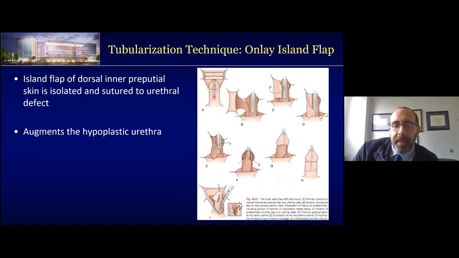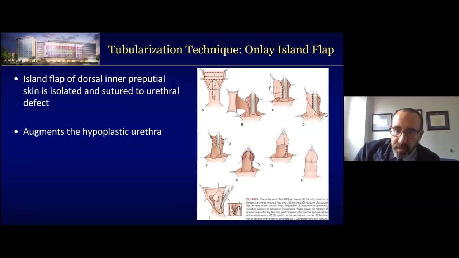And where we'd like to use this is for a patient that might have a mid-shaft hypospadias, or a really narrow strip of urethral plate. In which case that plate isn't good enough to even do a TIP or a tubularized plate; there's just not enough tissue there to get a nice closure. So what you see is we harvest some inner prepuce, and you get a nice little rectangle that you use to augment the urethral plate.